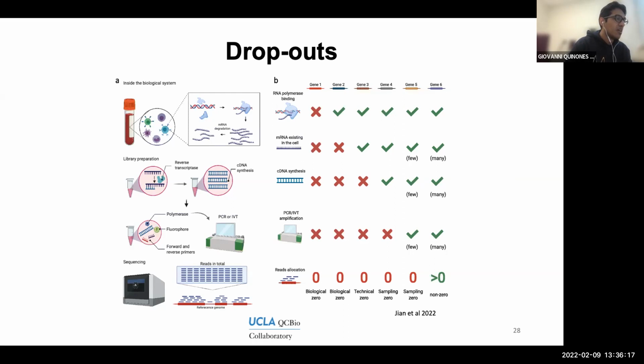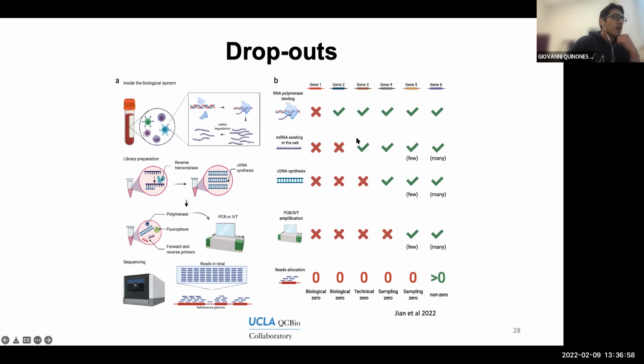In a typical single cell RNA sequencing feature count matrix, you'll see that around 90% or even over 90% of the entries are zeros, meaning we don't have a measurement for that particular gene in that particular cell. What they explore in this review is the different steps in the library preparation, the cell isolation, sequencing, and so on, trying to identify why some of these measurements are zero.